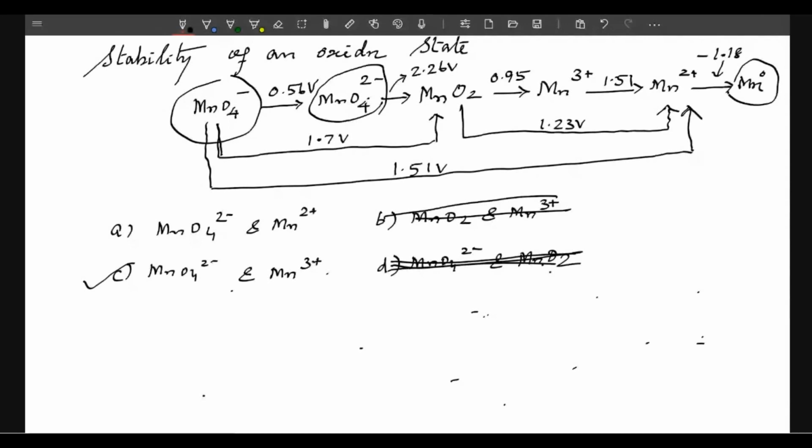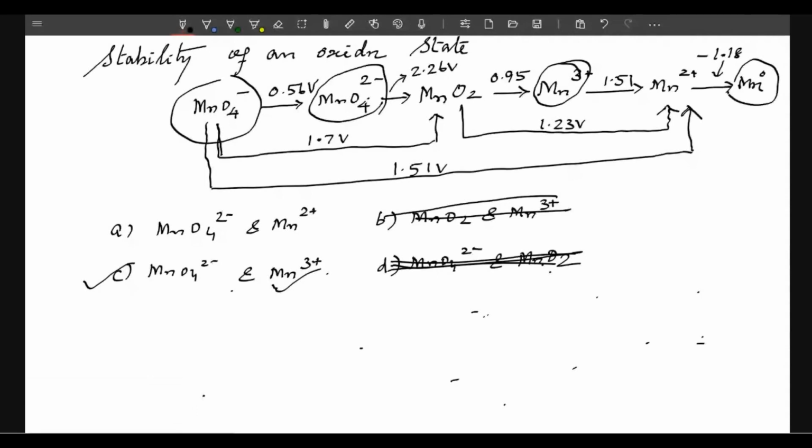Then 0.95, next one is 1.54, increases. The trend is ruptured and what species is present? Mn3 plus. Therefore, this is the correct answer. And the next one, 1.51 and then 1.18, decreasing the trend. Therefore, Mn2 plus species is stable. Of the four intermediate manganese species, two will be stable, two will be unstable. This is the shortcut by which you can easily find out the answer.